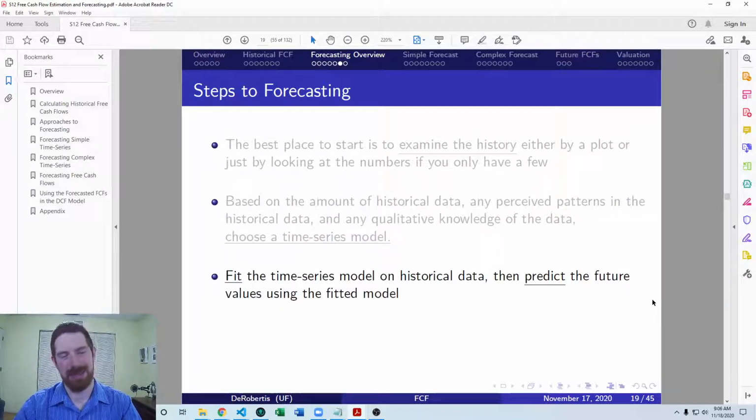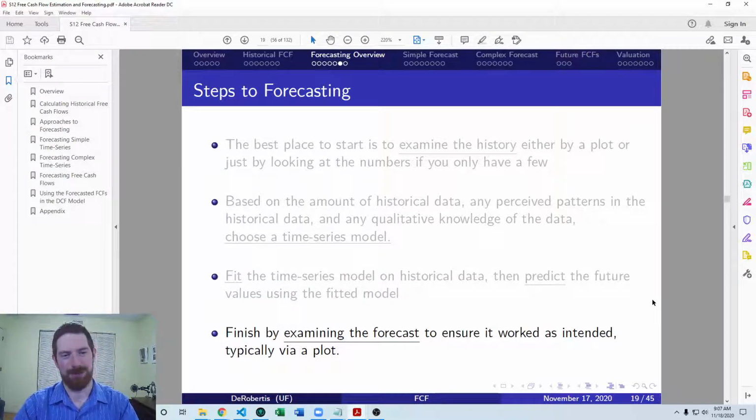And then the next step is then to fit that time series model. And you'll have to make a choice there on whether you're fitting it on the levels, the growth, or the percentage of this item of another item. But regardless of which you choose, you're just fitting this model. And then you're going to use the fitted model to predict the future. So you'll have some coefficients fitted from the historical data, and then you use those coefficients to then predict the future data.